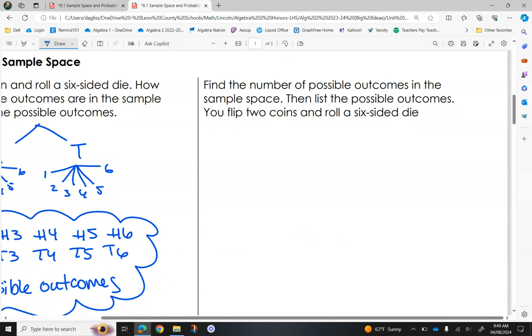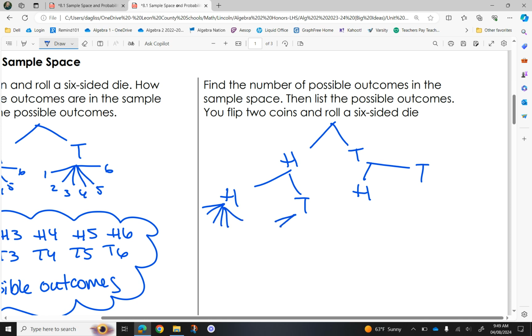So if I do 2 coins, the first coin, we know, can be heads or tails. And then if I flip another coin, that could also be a heads or a tails, right? And then off of each one of those, we have our 6 options, correct? 1, 2, 3, 4, 5, 6. So how many outcomes is that? 24.